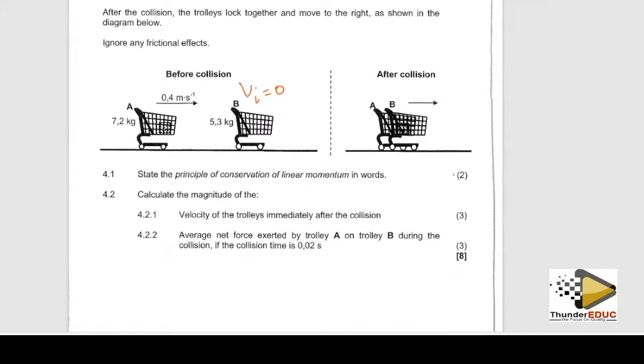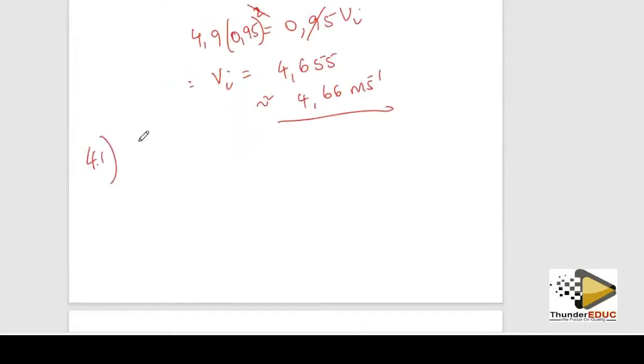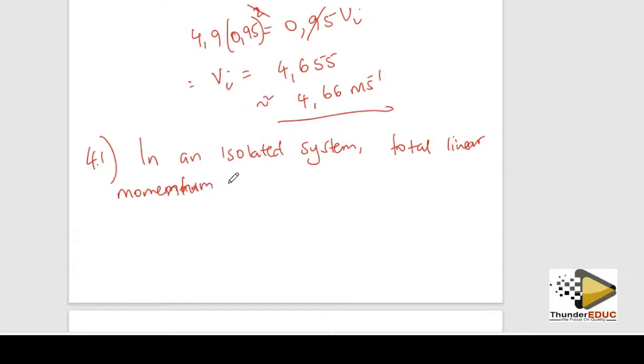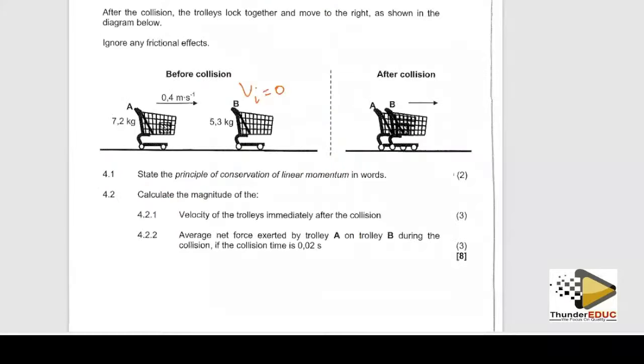So what we know about conservation, we can say that in an isolated system, we can say that the total linear momentum, what is the spelling of momentum? It's constant. So what that means is that it stays the same. Total linear momentum before collision is the same as that after collision.